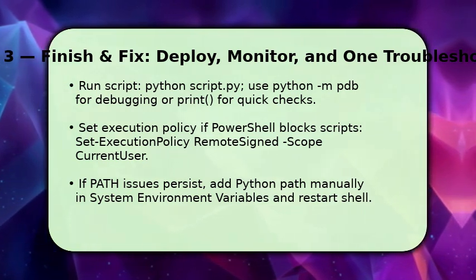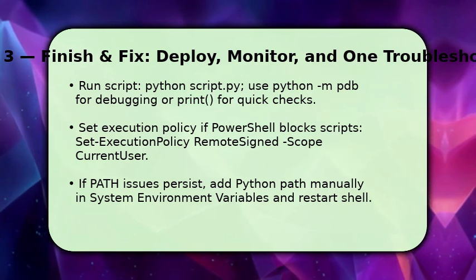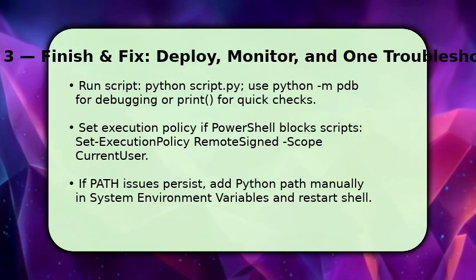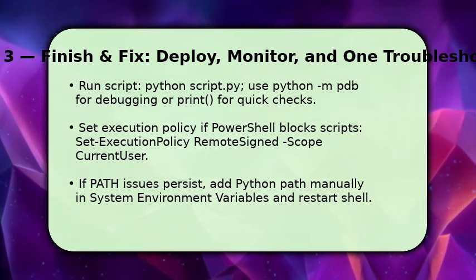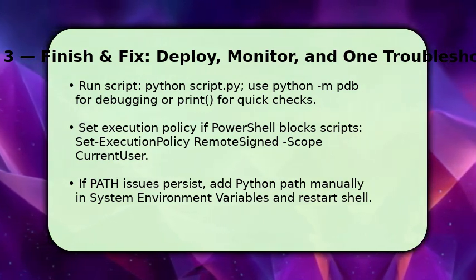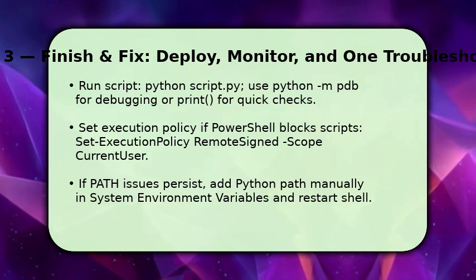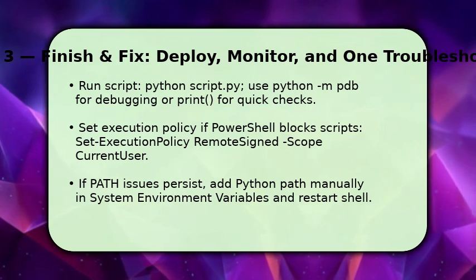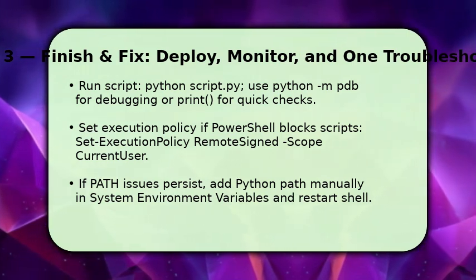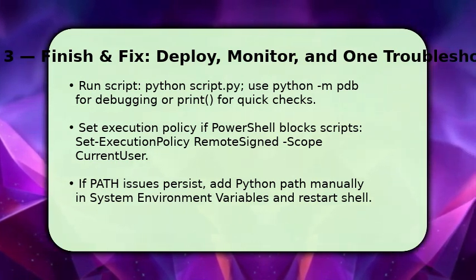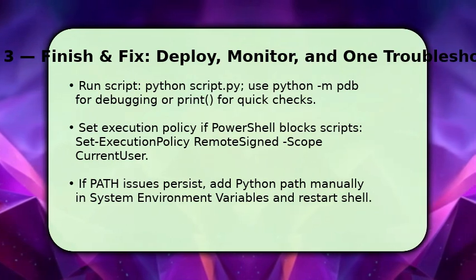Make sure execution policy won't block activation scripts. If PowerShell blocks, run Set-ExecutionPolicy RemoteSigned -Scope CurrentUser to allow local scripts. If you still get Python not recognized, add the Python install and Scripts paths to the system environment variables and restart your shell. One key troubleshooting tip: when packages behave oddly, recreate the venv and reinstall from requirements.txt to eliminate environment drift.